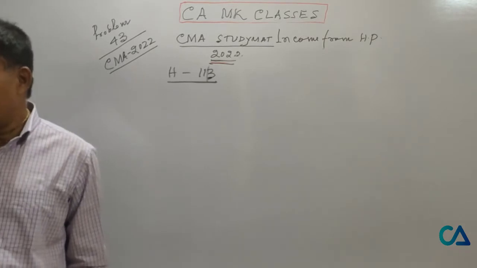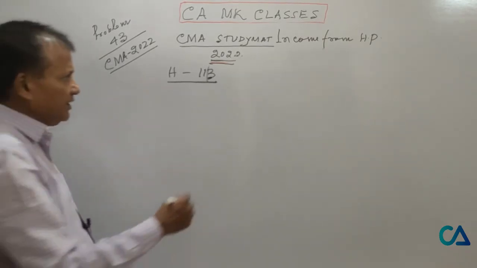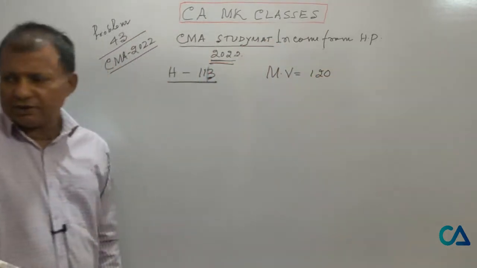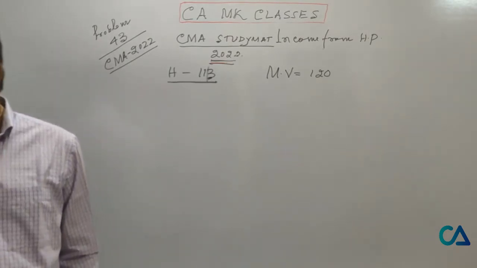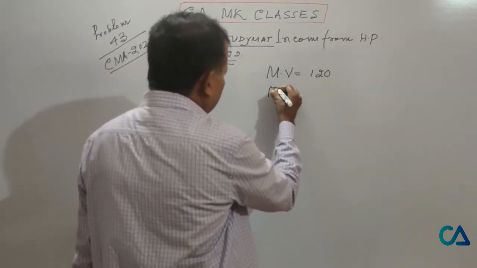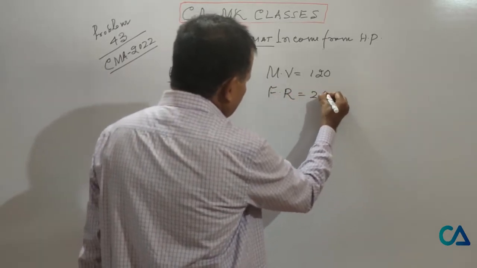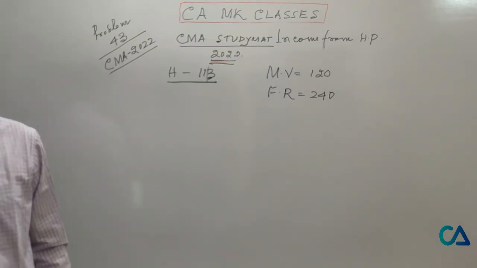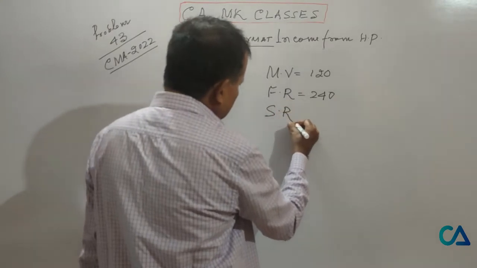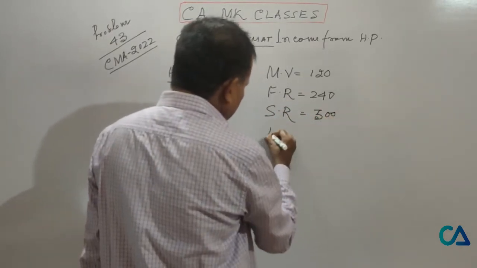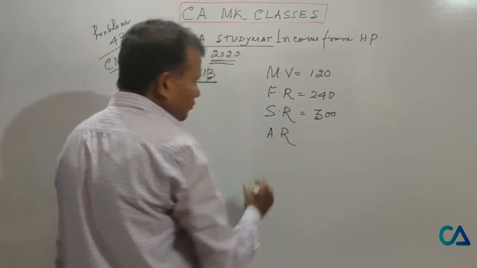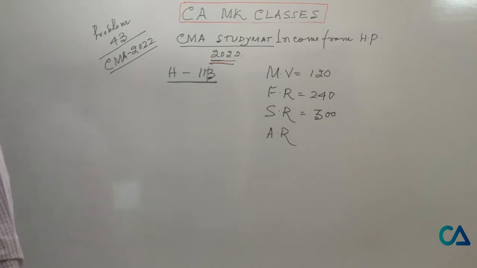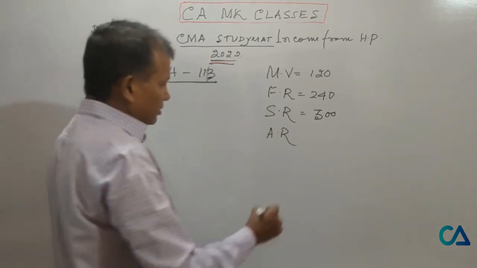So friends, find out the gross annual value. Municipal value is given here, 120. This is the municipal value. Figures are in thousands. Fair rent is 240. Standard rent is 300. And the annual rent is 150.